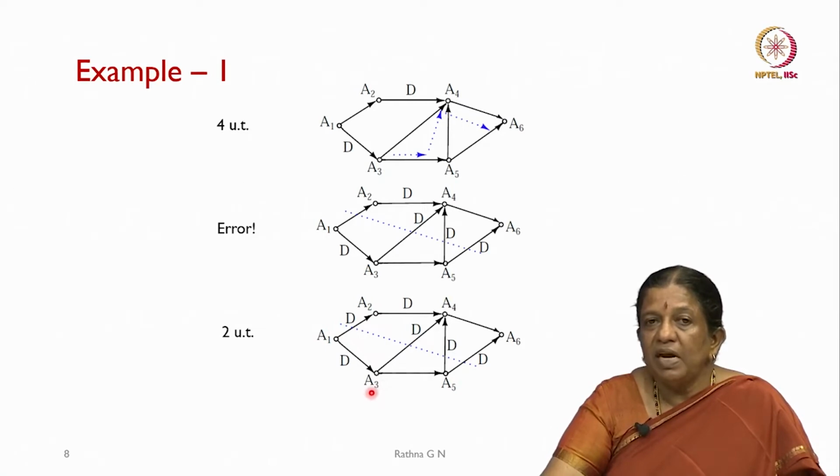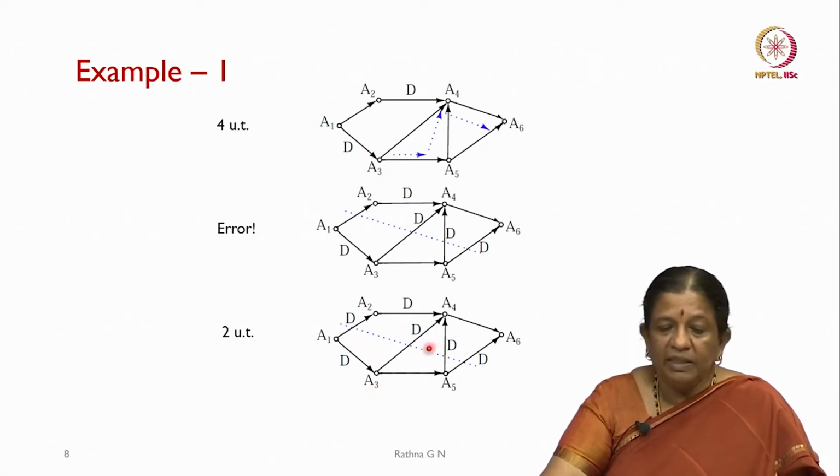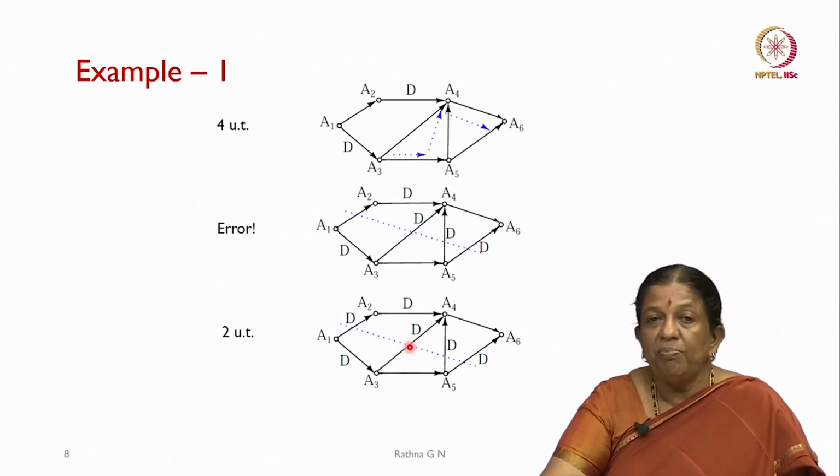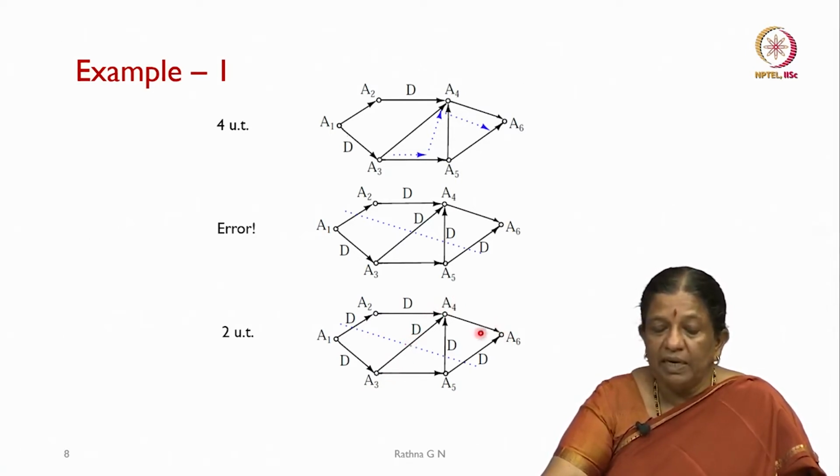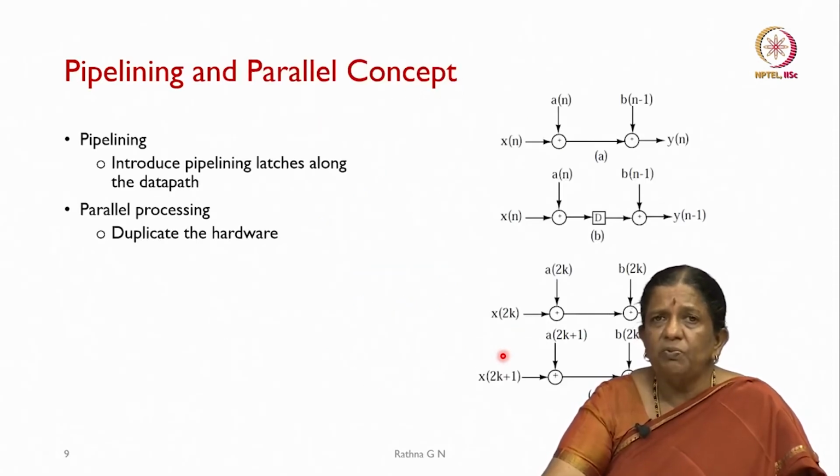So, we say that from A3 to A4 I have a delay path, and then from A4 to A6 it is direct. From the delay unit, if I take that the data is moving, it has to move to A4 and then A6. So, that way it takes 2 clock units to reach the maximum delay in this circuit, or in the data flow graph.